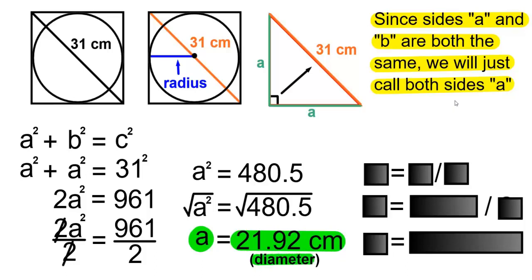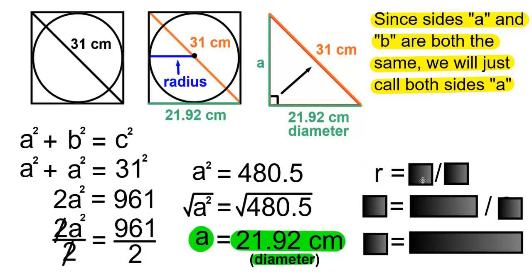In our circle, this will be the diameter. So we'll now replace a with 21.92 centimeters. And again, this will be our diameter. And to show you this is the diameter, we'll put it here. Move that line up. And you'll notice that this line touches both sides of the circle and therefore is the diameter. So the radius will be half of that.